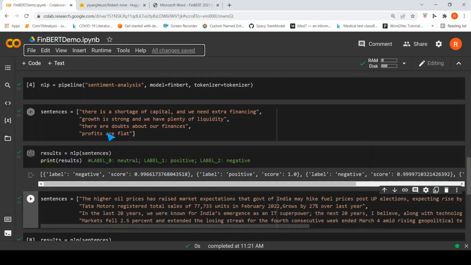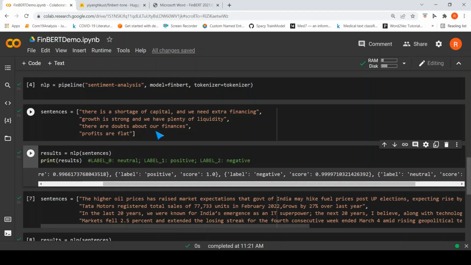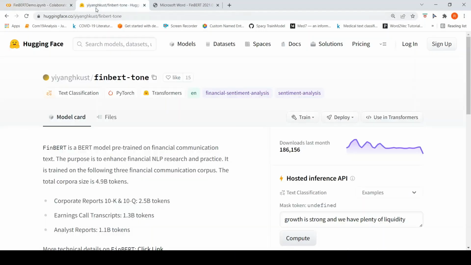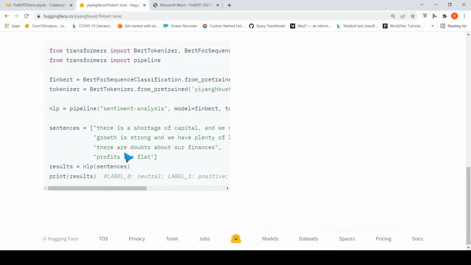If you see over here, as I said, the first sentence is being classified as negative and there is a score. The second sentence is positive. The third sentence is again negative, right? And the last sentence is neutral. So this is how it classifies. Basically, sentiment classification on this financial text is done. These sentences are an exact copy from whatever is present in this particular page, so I just copied this code.